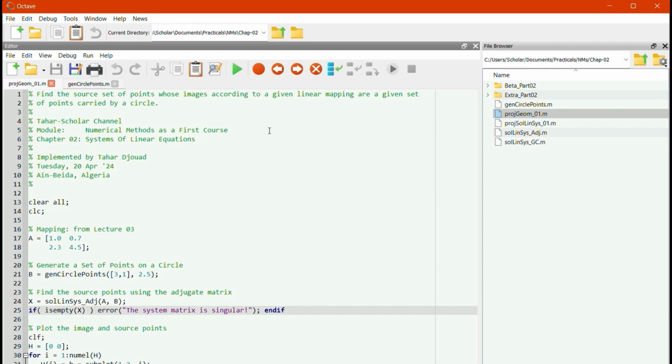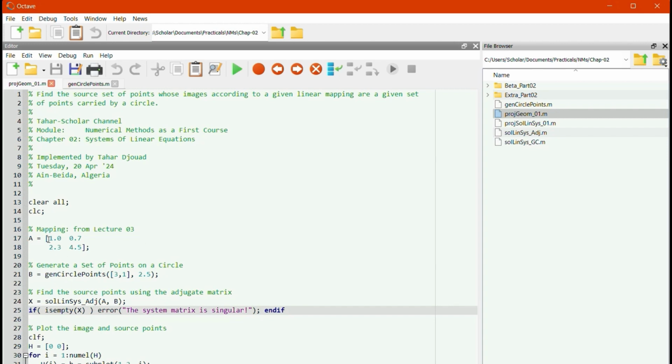We clear all as usual, clc, and we prepare the mapping. We need a matrix, an invertible matrix. I have chosen the matrix we have seen in lecture 3 when we presented Cramer's rule.